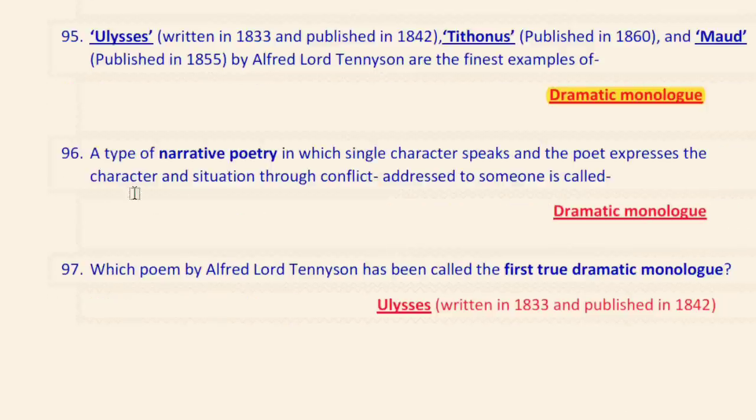Question number 96. A type of narrative poetry in which a single character speaks and the poet expresses the character and situation through conflict addressed to someone is called. The answer is dramatic monologue.